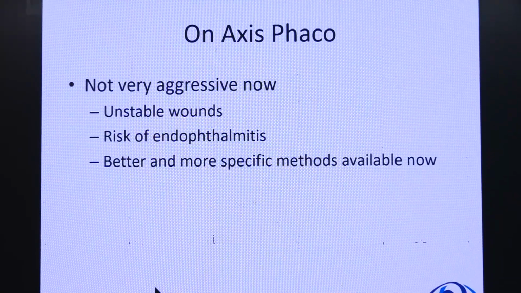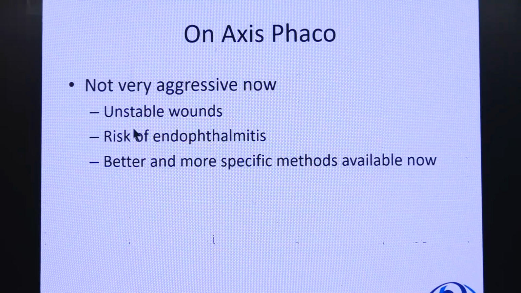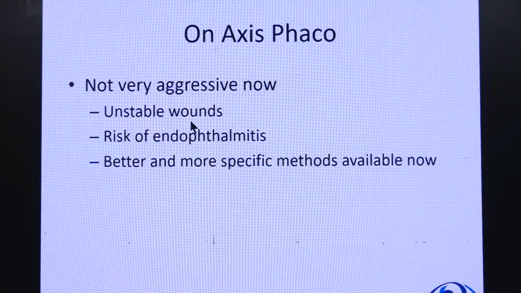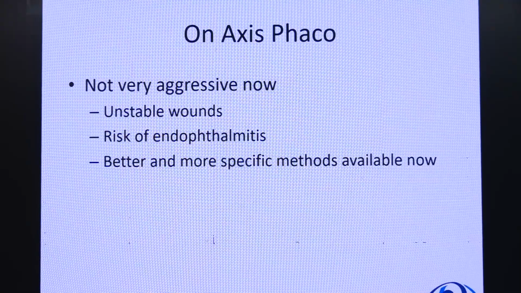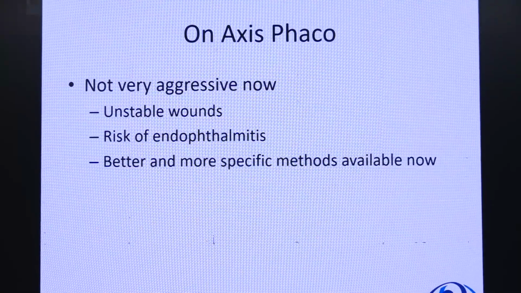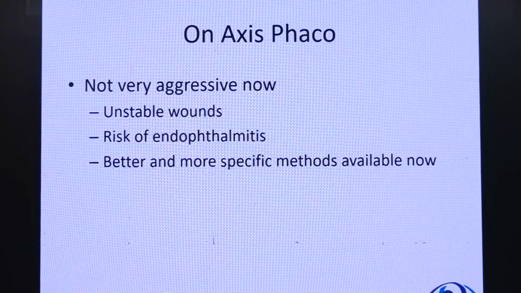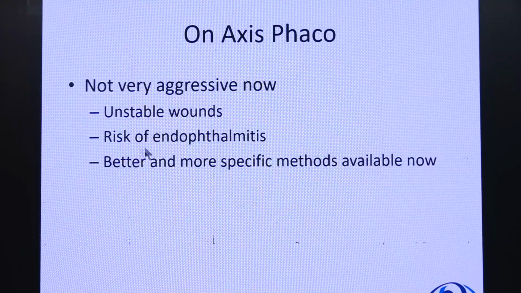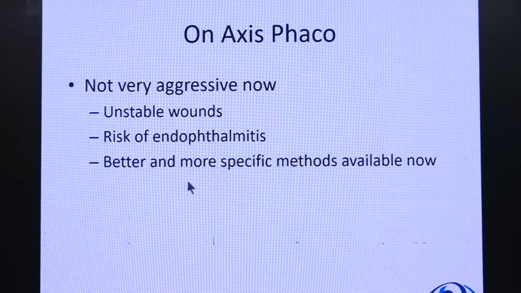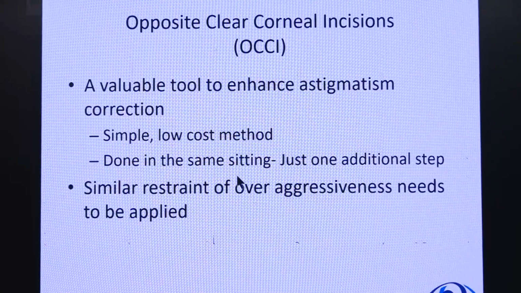So on-axis phacoemulsification, we are not very aggressive now because of unstable wounds. We don't want to increase the size of the wound too much. At the most, if you can place the axis, we get away with it, it's fine. Or you make the wound a little anterior, but I would not want to increase the size of the incision now because there's unstable wounds, risk of endophthalmitis, and we have better and more specific methods like toric IOL available.